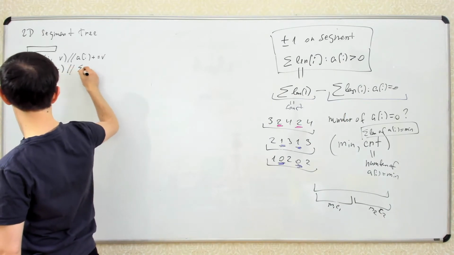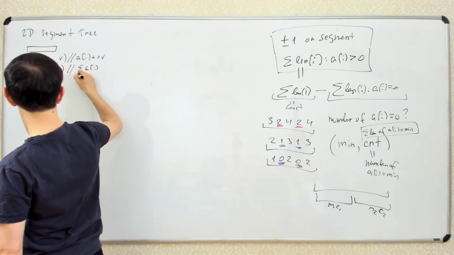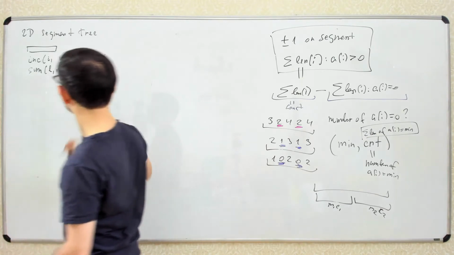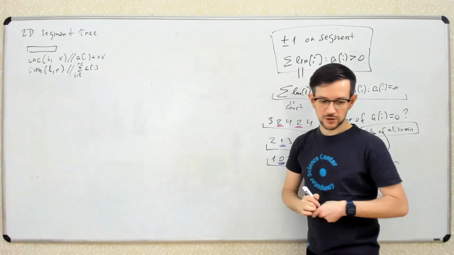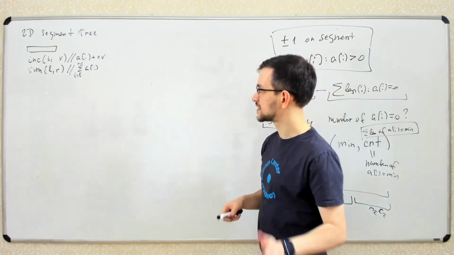which returns the sum from I from left to r minus 1. So that's the basic one-dimensional segment tree. Now we'll try to make the same in two dimensions.